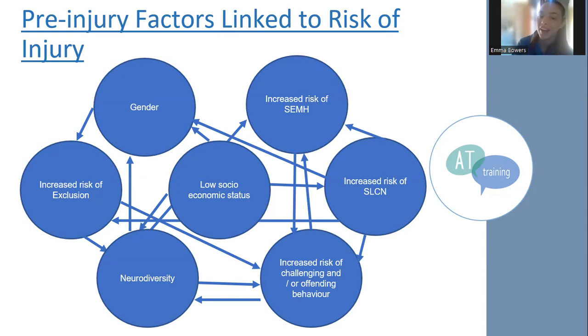So if we just look here at some pre-injury factors which are linked to the risk of injury, but they're also really linked and influence one another. So, you know, if an individual is from a low socioeconomic background, they have increased risk of social, emotional, mental health needs, speech, language, and communication needs. That can then increase the risk of challenging or offending behaviour, which can increase the risk of a brain injury, increased risk of exclusion.